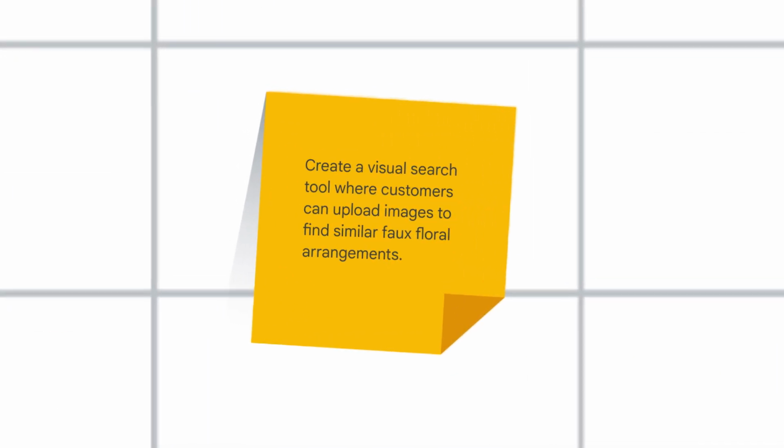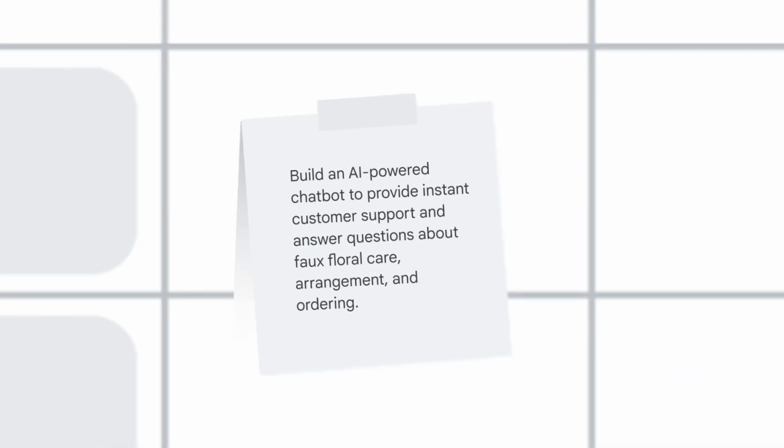For example, the overlap between the Drive Innovation section and Vertex AI Search could be that we create a search tool where customers can upload images to find similar faux floral arrangements. Or, if we want to enhance customer experience with Vertex AI conversation, we could build an AI-powered chatbot to provide instant customer support and answer questions about faux floral care, arrangement, and ordering.